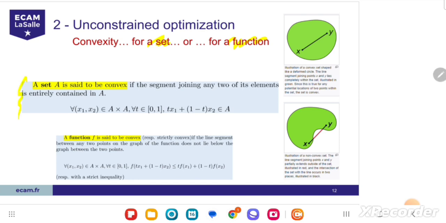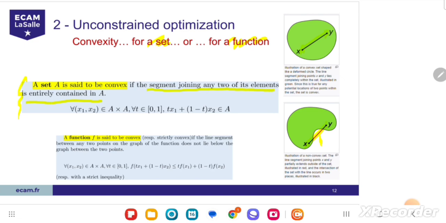A set is convex if the segment joining any two of its elements is entirely contained in A. Here you've got a convex set, with one point, another one, and you go from one to the other. The segment going from one to the other is entirely contained in your set. Whereas in that one, you've got one point, the second one, and the segment is not entirely contained in that set. There is one part that does not belong to the set.